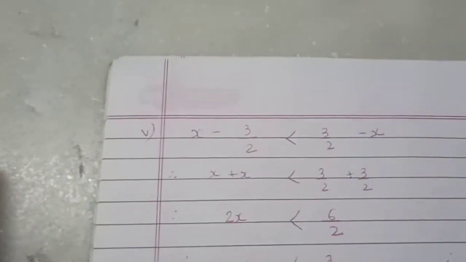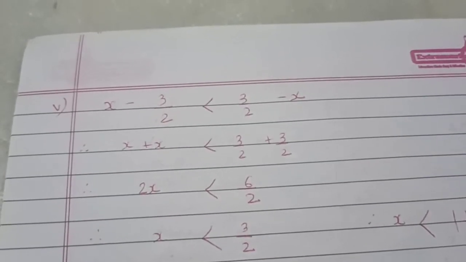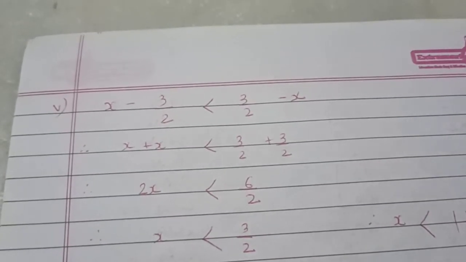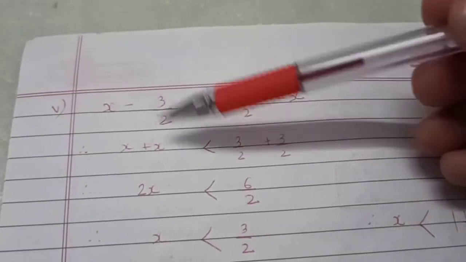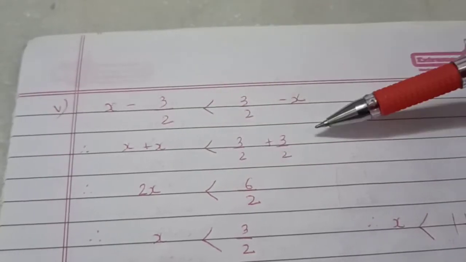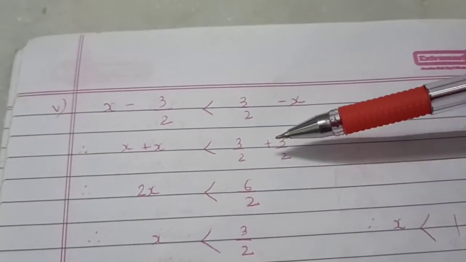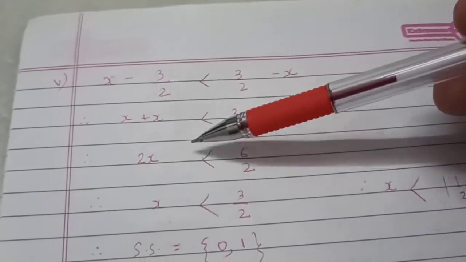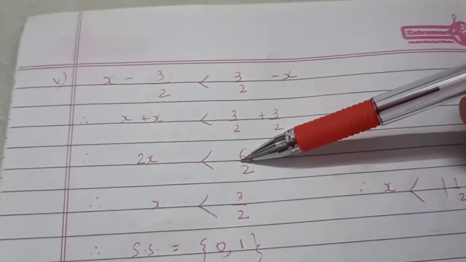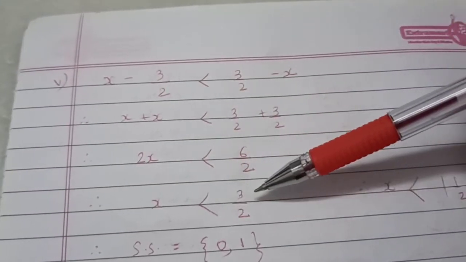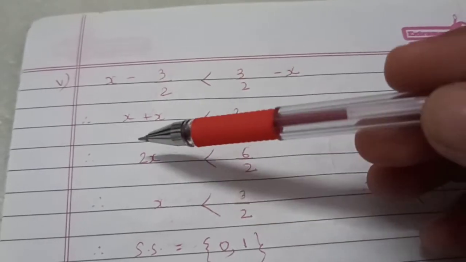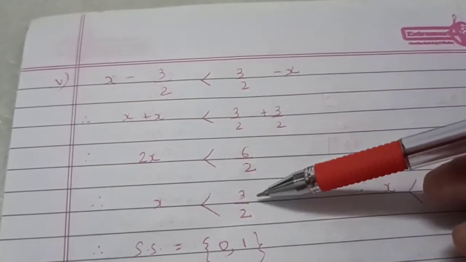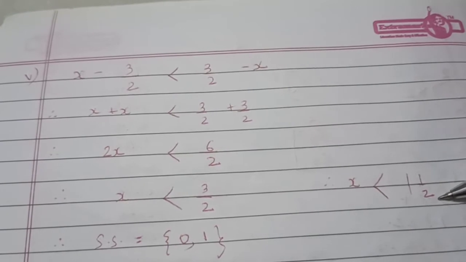Now let's solve 4.5. We copy the inequation. I want the x terms together. So minus x would go here and become plus x, minus 3 upon 2 on the right hand side. No need for LCM, the denominator is same. So 2x is less than 6 upon 2, cut. So x is less than 3 upon 2, bringing this 2 down and cutting. So that x is less than 1.5.